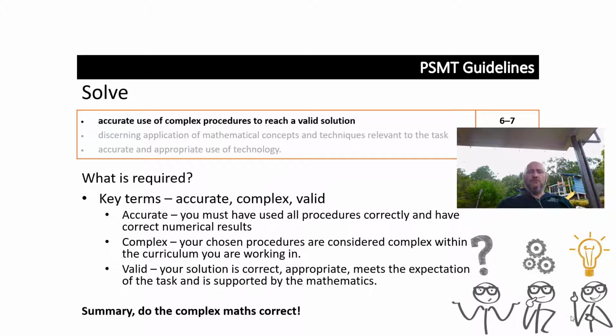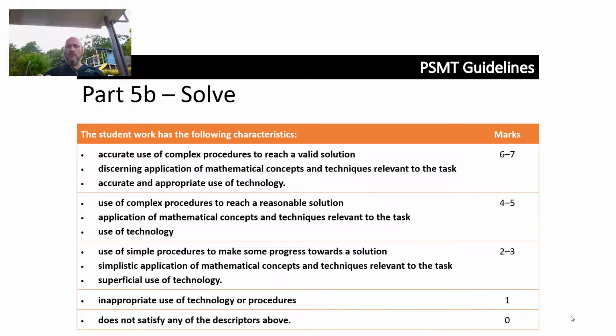So in Solve, we've got 3 criteria. The first one is accurate use of complex procedures to reach a valid solution. So we've got some definitions of words that we need to consider. Firstly, accurate. To be accurate, you must have used all the procedures correctly and have correct numerical results. So we're looking for that at the 6, 7 level. And if I flip back, you'll note here at the 4, 5 level, use of complex procedures, not accurate use of.